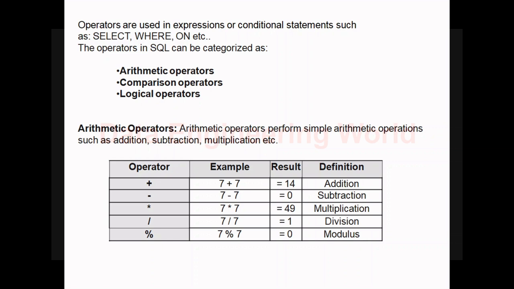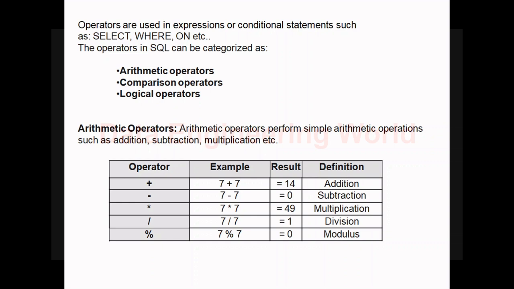So the first operators in the list are arithmetic operators, which are used to perform mathematical operations on numbers. We have five kinds of operators under the arithmetic operators category, and they are addition, subtraction, multiplication, division, and modulus.